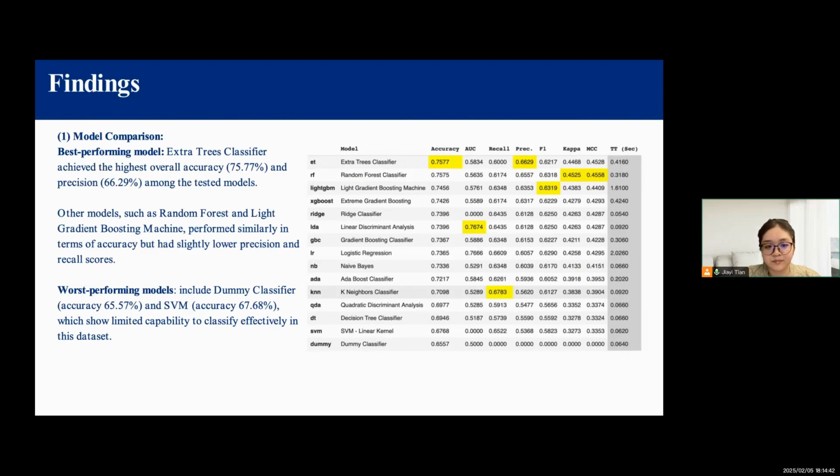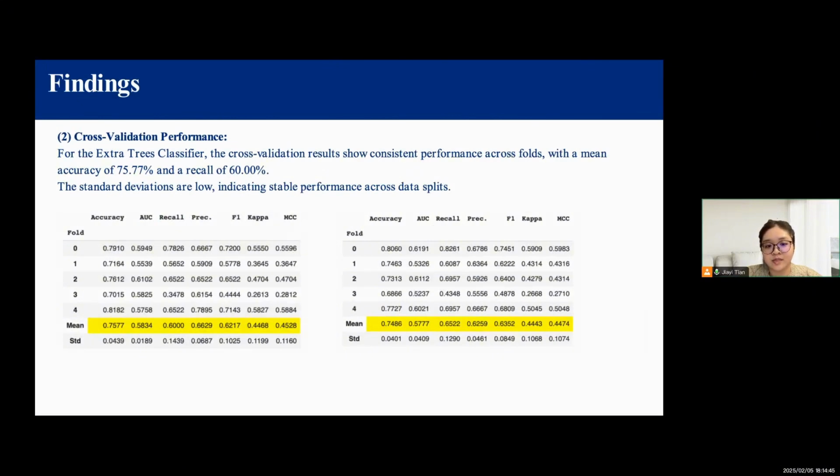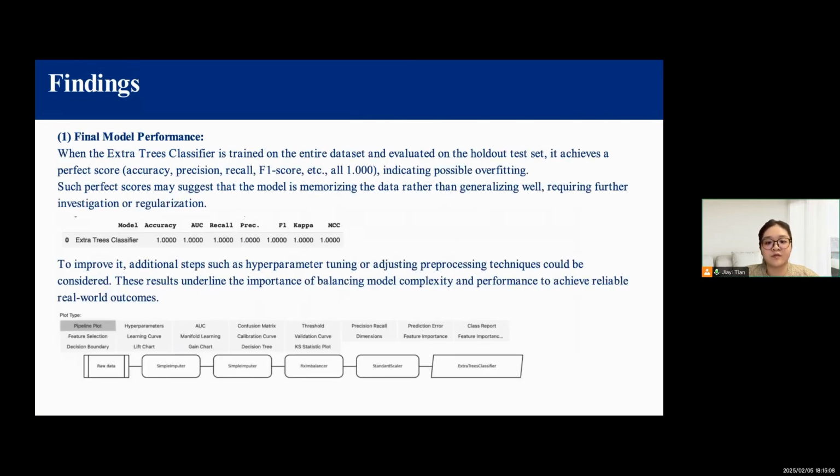which show limited capability to classify effectively in this dataset. For the Extra Trees classifier, the cross validation result shows consistent performance across the folds, with a mean accuracy of 75% and a recall of 60%. The standard deviations are low, indicating a stable performance across the data splits. When the Extra Trees classifier is trained on the entire dataset and evaluated on the holdout test set, it achieves a perfect score, indicating possible overfitting, which requires some further investigation.